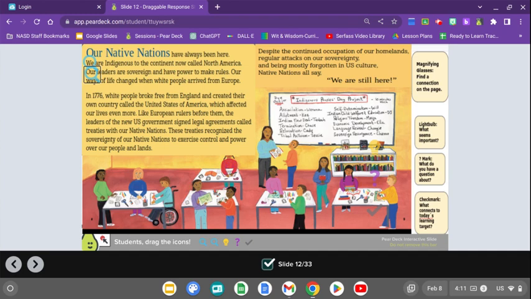Like European rulers before them, the leaders of the new U.S. government signed legal agreements called treaties with our native nations. These treaties recognize the sovereignty of our native nations to exercise control and power over our people and lands. Despite the continued occupation of our homelands, regular attacks on our sovereignty, and being mostly forgotten in U.S. culture, native nations all say, we are still here.